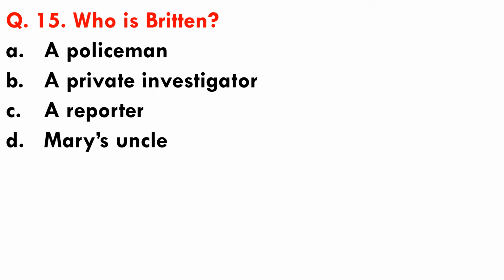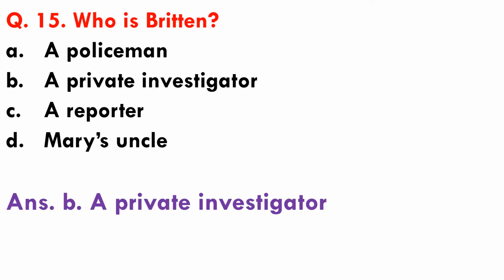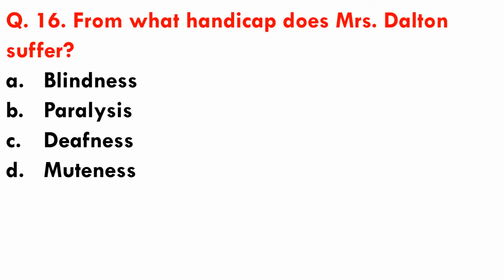Question number 15. Who is Britten? Options are A. A policeman, B. A private investigator, C. A reporter, D. Mary's uncle. So Britten is a private investigator. Option B is the correct answer. Question number 16. From what handicap does Mrs. Dalton suffer? Options are A. Blindness, B. Paralysis, C. Deafness, and D. Muteness. So Mrs. Dalton suffers from blindness. Option A is the correct answer.